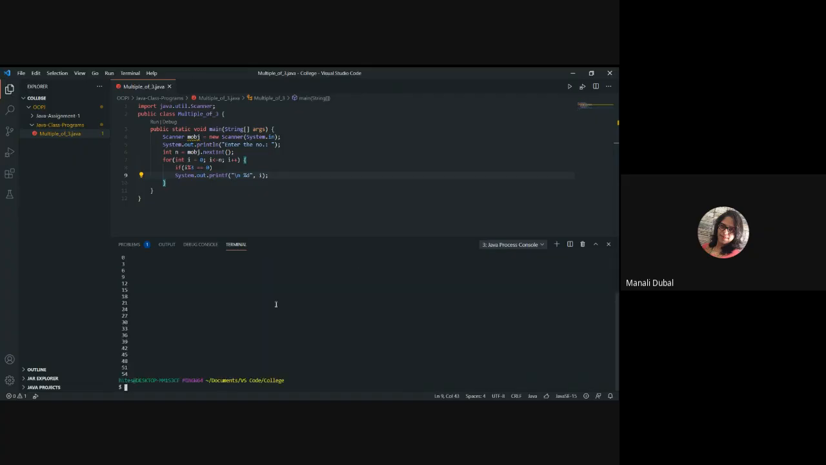Yes. Now it is working fine. Oh, let me see. 54 is not an odd number, no? Okay, yeah, you are printing multiples of 3. All right, okay. Yes. Then it is correct.